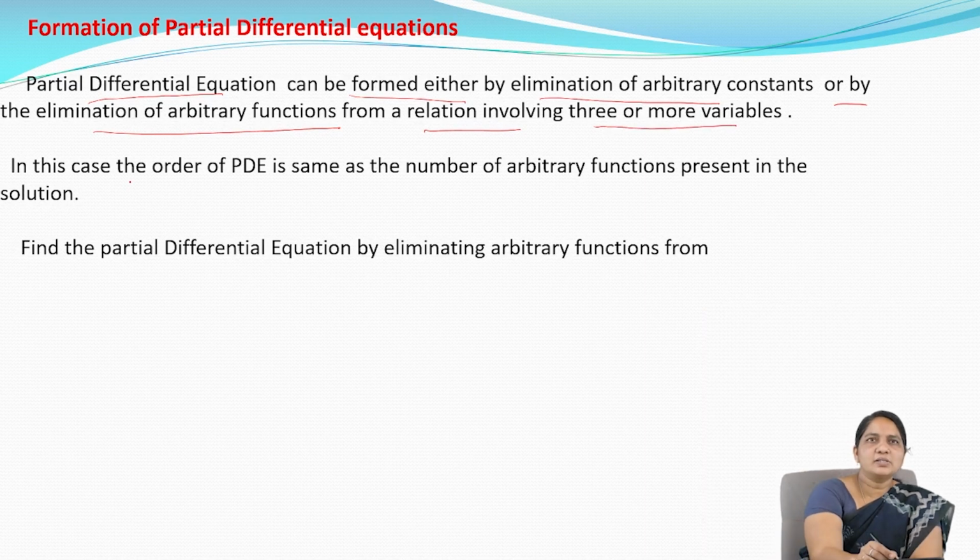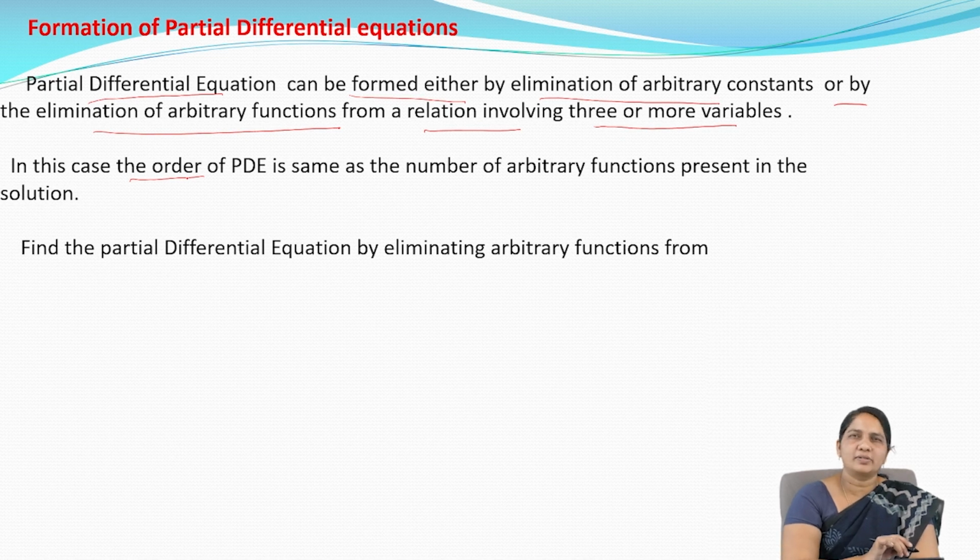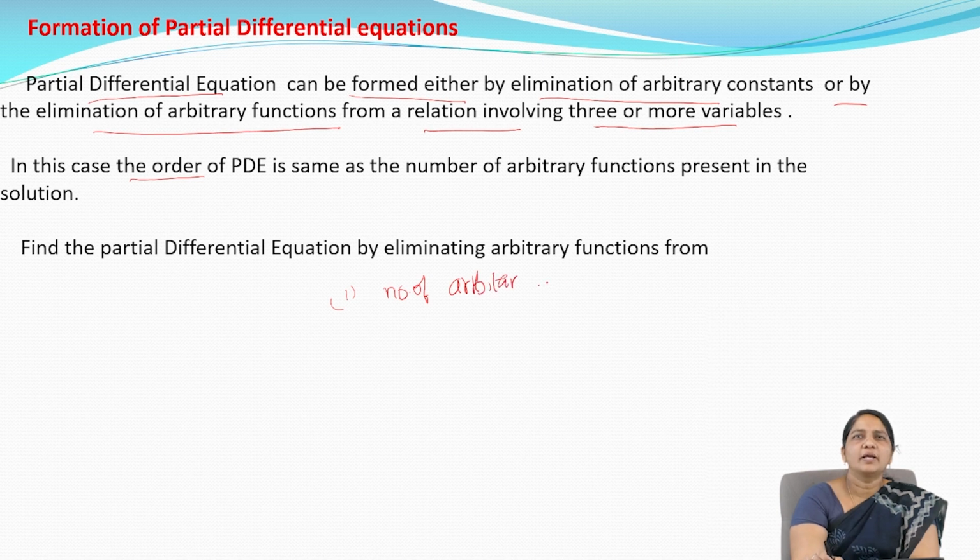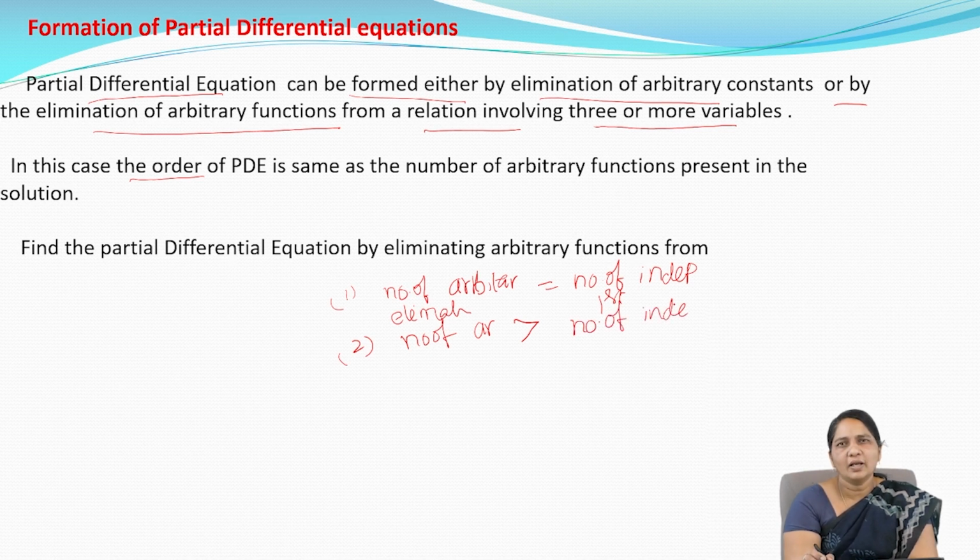In eliminating arbitrary constants, we have two conditions. One is that if the number of arbitrary constants is equal to the number of independent variables, then we will get a first order PDE. If the number of arbitrary constants is greater than the number of independent variables, then we will get a second order partial differential equation.